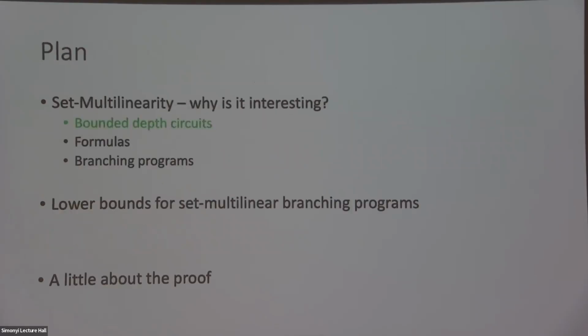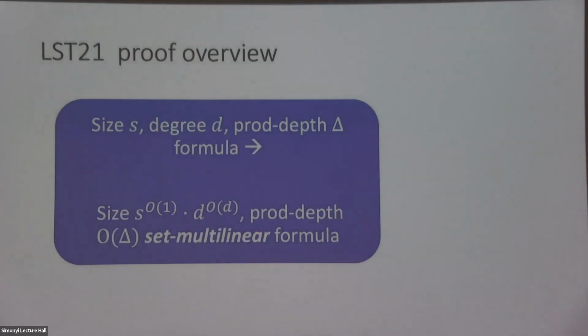So now let's see, why is set-multilinearity interesting? First, let's see why it's interesting for bounded depth circuits. This brings me back to the LST result, where they showed the first super polynomial lower bounds for general constant depth circuits. The first step in their proof was the following: suppose the size is s, the degree is d, and the depth is delta, which you can think of as a constant. So you have a constant depth circuit of small size computing some polynomial.